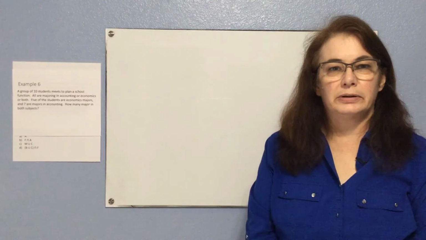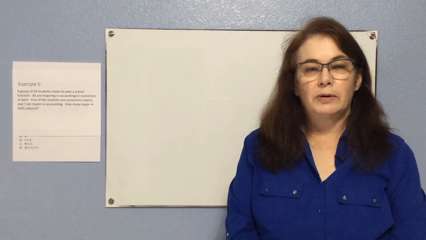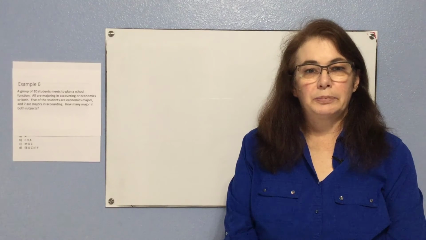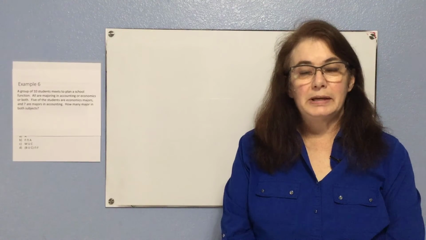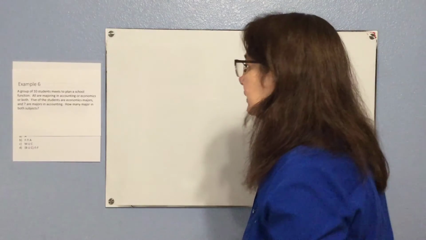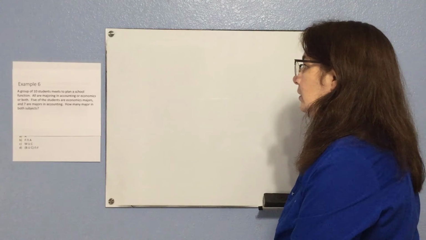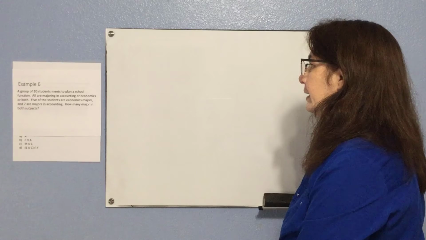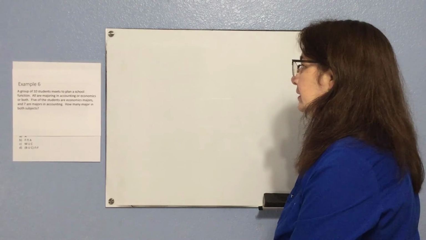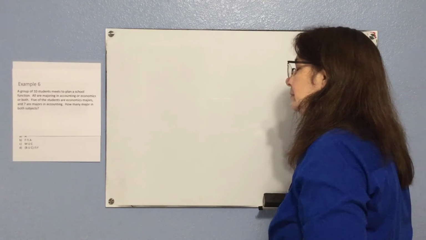Sometimes it's not necessary to construct a Venn diagram to find out what we want to know. If we just want to know the number of something that's particularly in a group where there's only 2 categories, it might be easier just to work with the addition rule. For instance, a group of 10 students meets to plan a school function. All are majoring in accounting or economics or both. 5 of the students are economics majors and 7 are majors in accounting. How many major in both subjects?